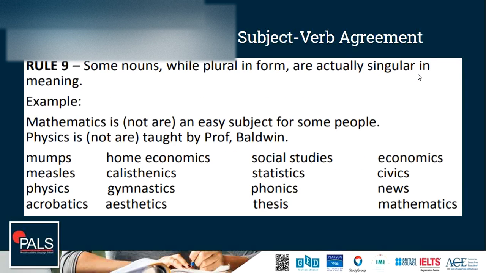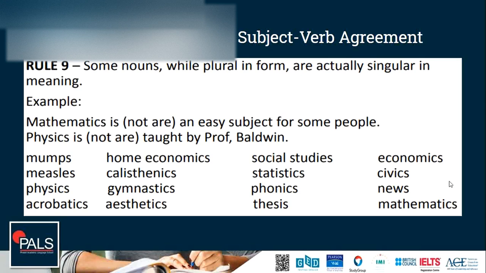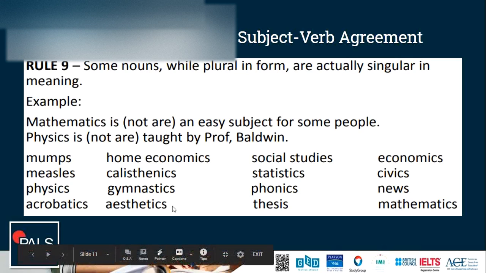Rule number 9. Some nouns, while plural in form, are actually singular in meaning, because we don't have words like mathematic or physic. Of course, they are spelled this way. They look like plural, but they're still going to be treated as singular. It's because of their spelling. Measles, acrobatics, physics, home economics, calisthenics, gymnastics, aesthetics, and all of these words that end in S.